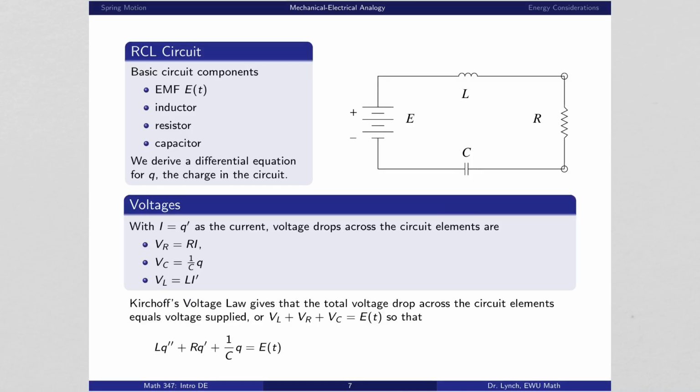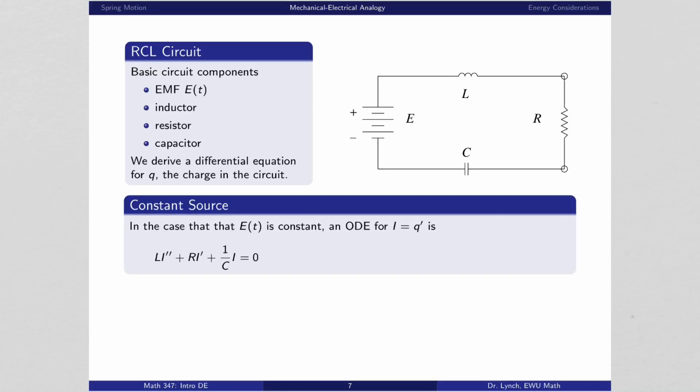Okay, so we saw how Kirchhoff's voltage law gives us the second order equation for Q, which is L Q double prime plus R Q prime plus 1 over C Q is equal to the voltage supplied. So in the special case where that voltage is constant, we can just differentiate that equation to identify a similar constant coefficient, second order, homogeneous differential equation for the current now, which is defined by I of t.